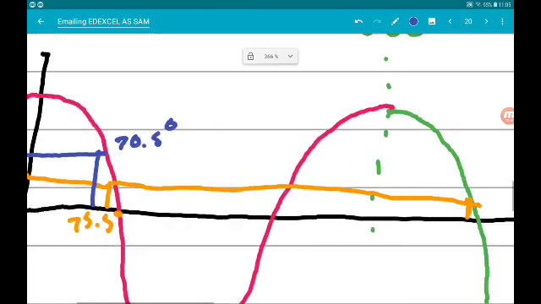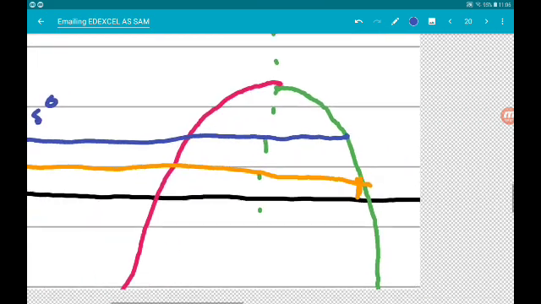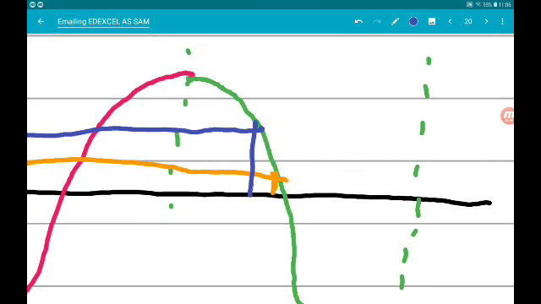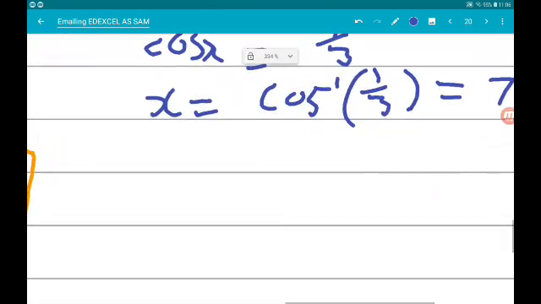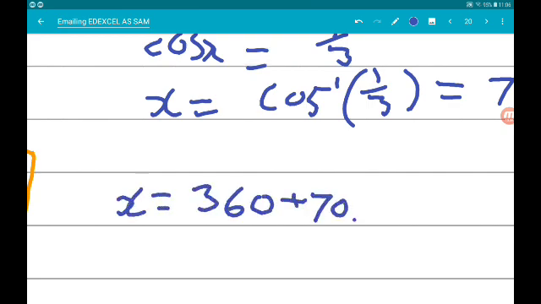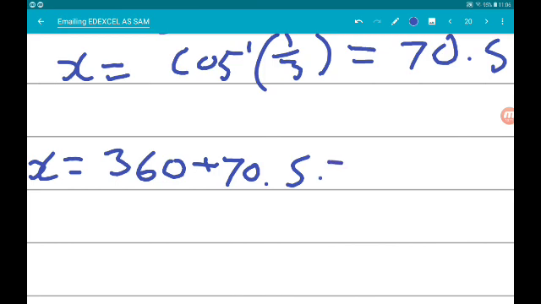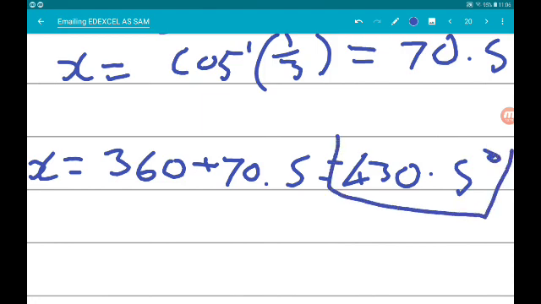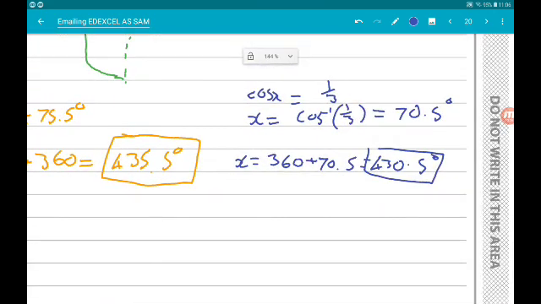So we don't want that one, we want the one over here. So that's again 360 at 70.5, which is 430.5 degrees. So there are our two solutions. Cool.